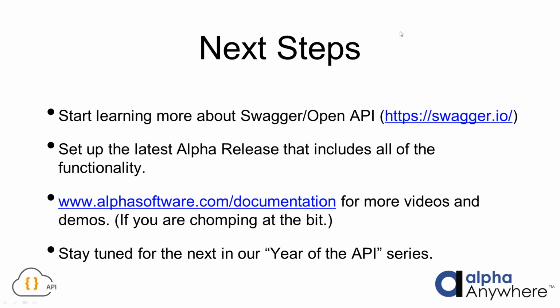The latest Alpha release has all this functionality, so you can download the latest release, which was released 2 days ago, to get this stuff in there. We have stuff on the documentation site, www.alphasoftware.com/documentation. REST API is a term you're going to want to search for. And there's also a sample SOAP service that we've built and shipped that shows you how to create your own sample SOAP service for others to consume. And then stay tuned for our next installment of Year of the API.